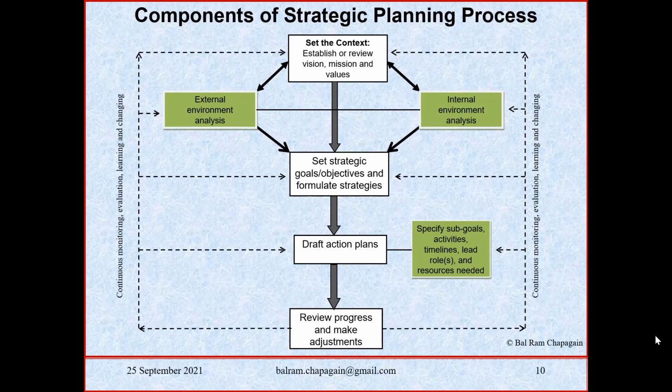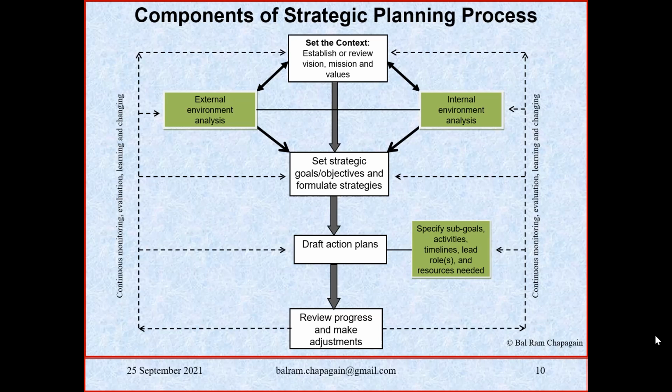Moving on to the second component, it shall set strategic goals, objectives, and formulate strategies. Setting strategic goals means that in order to move on with the strategic planning process, the company shall set its strategic goals, a target that it is determined to achieve, and formulate those strategies.